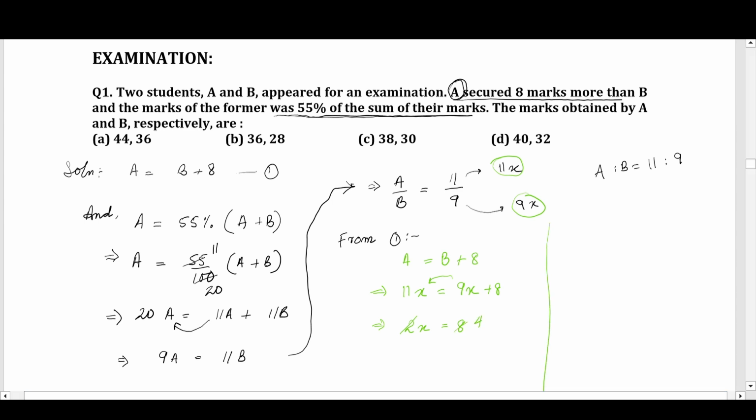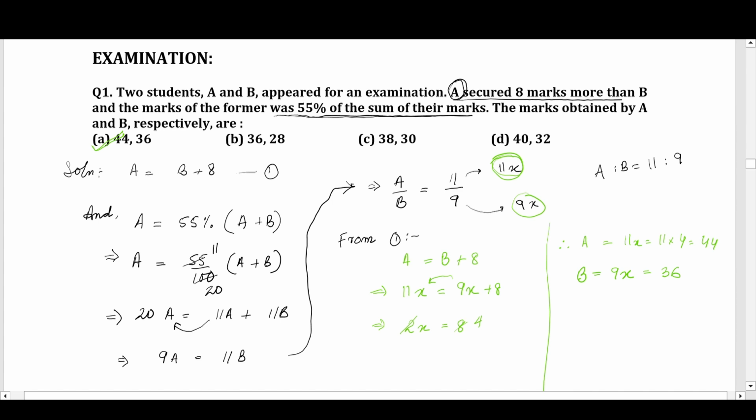Therefore, the marks obtained by A is 11x, that is 11 into 4, which is 44. And B is 9x, that is 9 fours are 36. Marks obtained by A and B are 44 and 36.